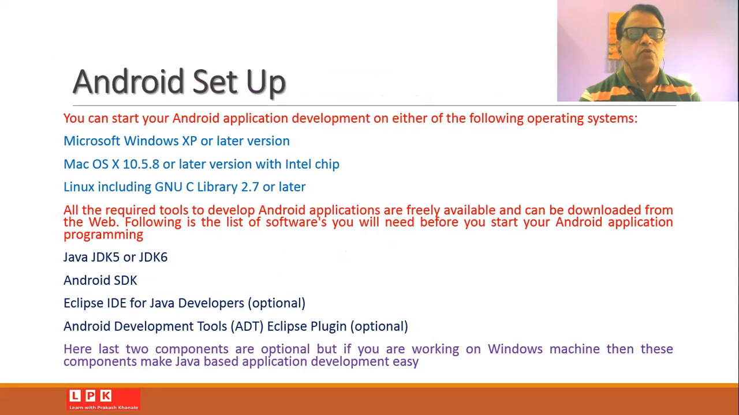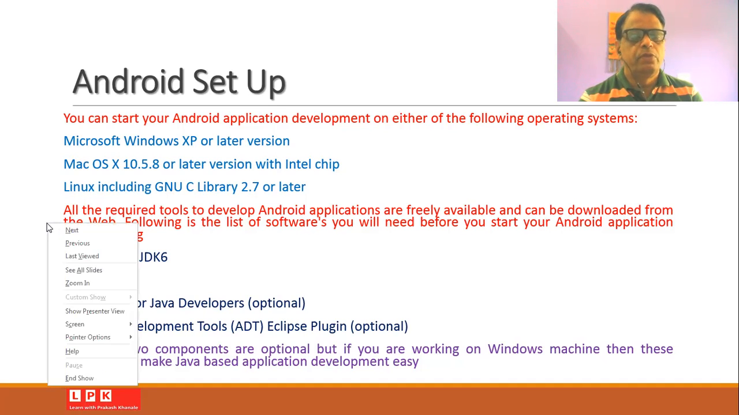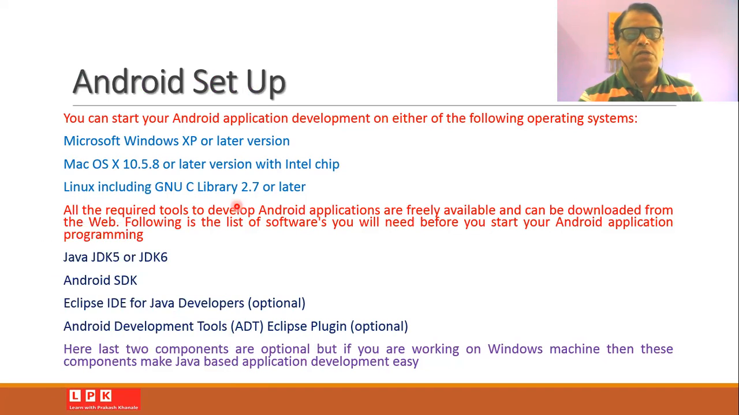So let us start the session with the question: how can we set up the environment in order to develop applications for the Android operating system? Whenever you want to start developing applications for the Android operating system, it is necessary that you use one of these operating systems on your computer system. Either you can have the Microsoft Windows operating system, or you can use Macintosh OS, or you can use Linux OS. So this is the basic requirement.